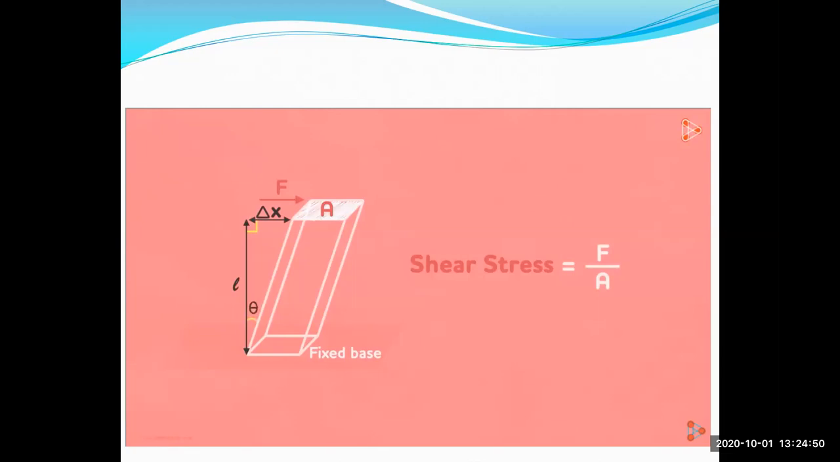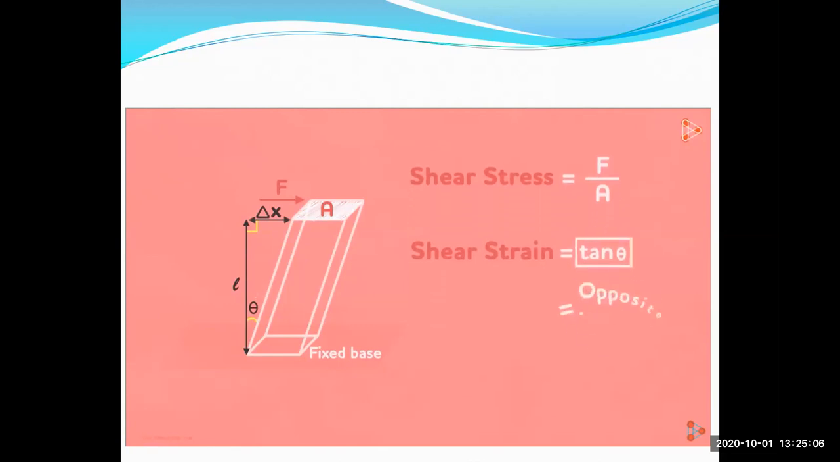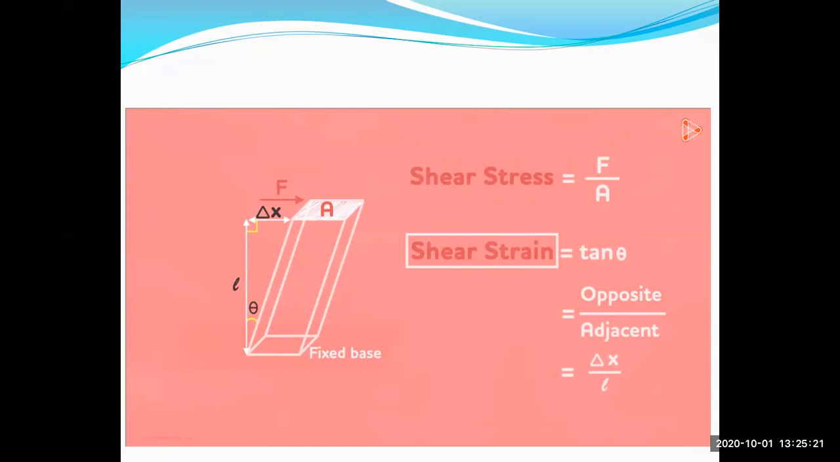With this information in place, let us define what shear strain is. Shear strain is simply equal to the tangent of theta. Yes, shear strain is simply the tangent of this angle. But what is tan theta? We know that it's the opposite side over the adjacent side. Here, the length of the opposite side of theta is delta x, and the length of the adjacent side is L. So it's equal to delta x over L. So that's how shear strain is defined: the length of the deformation at its maximum over this perpendicular length.